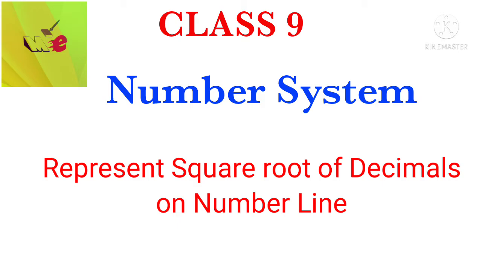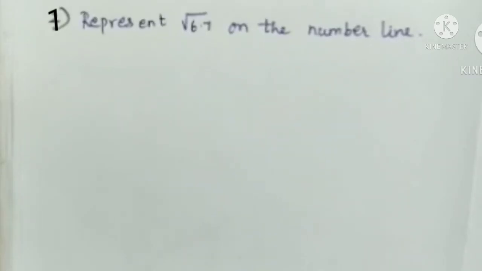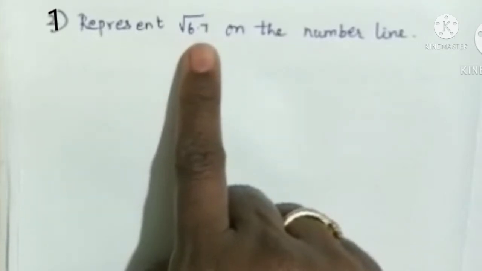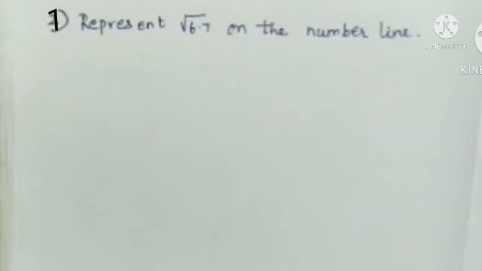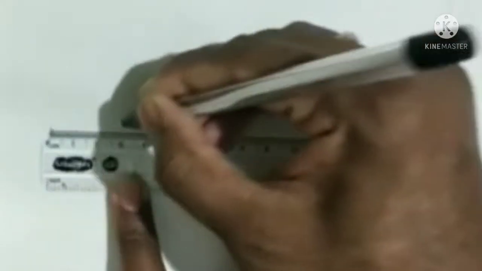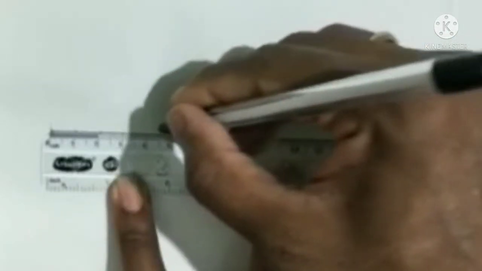Let's go to the session. Represent root 6.7 on the number line. So you can draw the number line. Each number you can mark, each 1 centimeter, you can mark on the number line.